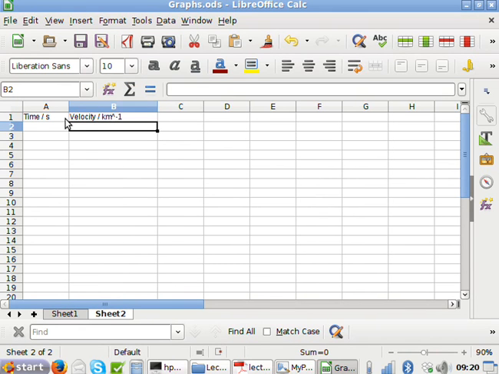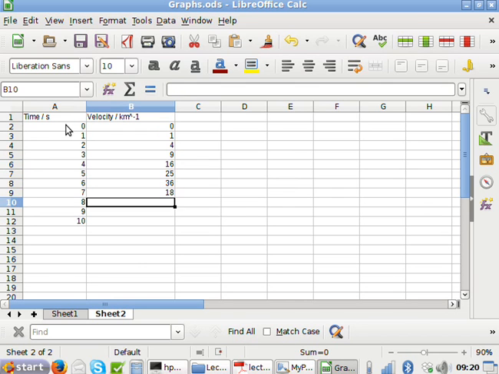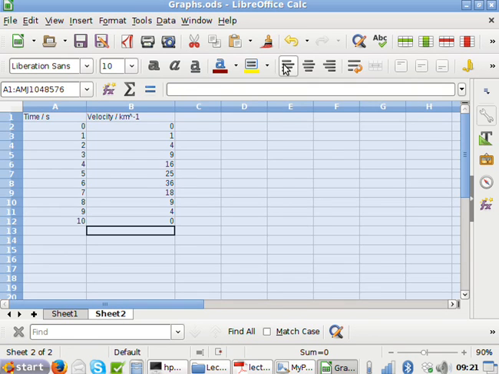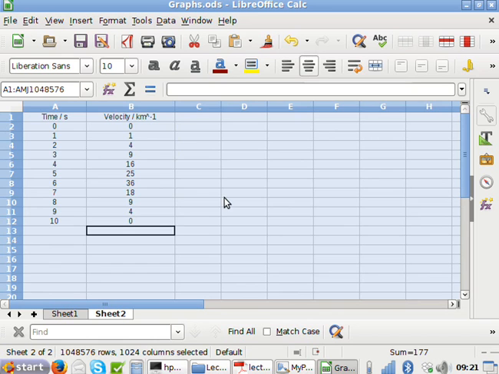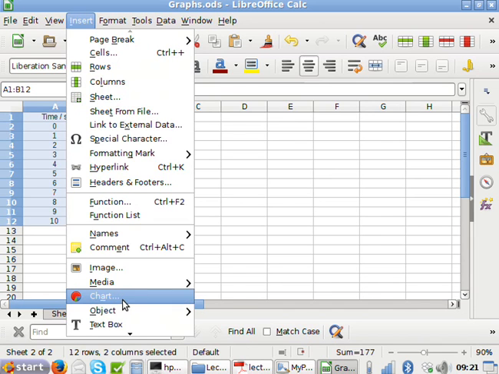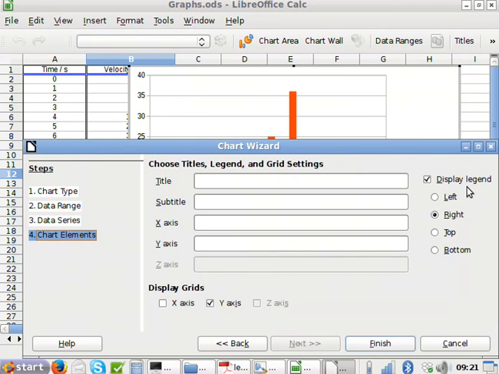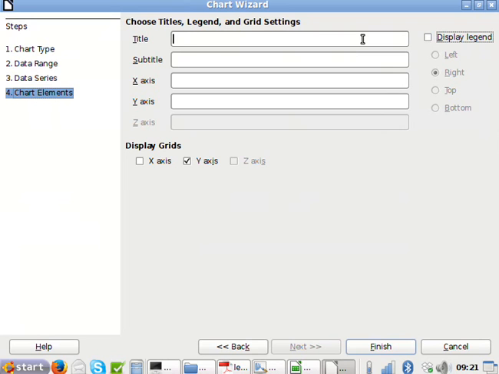File. No. Oh well. I'll just save the whole text file. Graphs. Okay. Question 2 now.